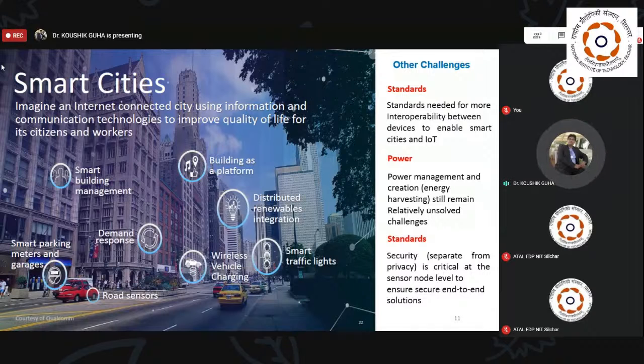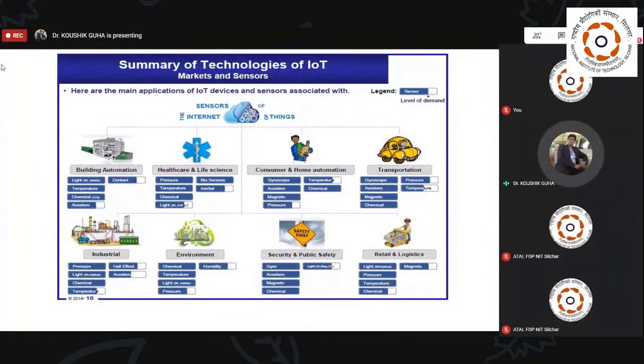Security is another concern, because it is critical at the sensor node level to ensure a secure end-to-end solution. When we welcome all this information and communication technology and all the sensor nodes, at the same time we have to be very cautious about privacy and security also. So these are some of the technologies where IoT is actually used.